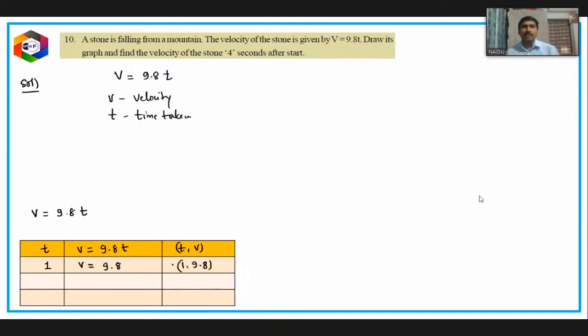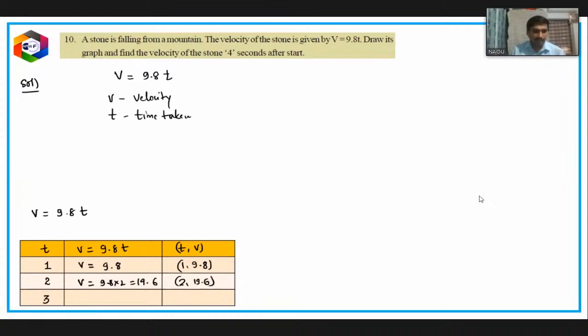Children, representing 9.8 is somewhat tough here, and that too on an online graph sheet, but I will explain. 9.8 is approximately equal to 10, so we will consider the nearest point. So this is 2. What will be the velocity? 9.8 into 2: 2 8s are 16, carry 1, 2 9s are 18 plus 1. So this will be 19.6. So the point is 2 comma 19.6.